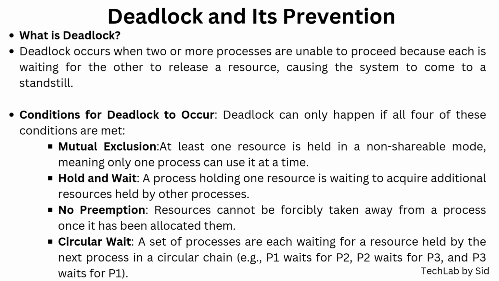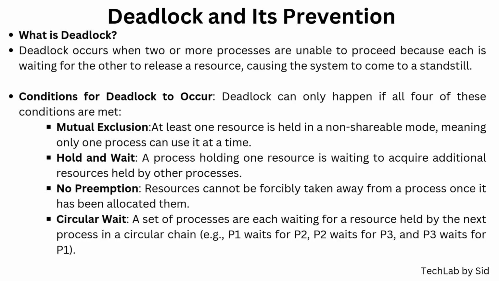Conditions for deadlock to occur. For deadlock to happen, 4 conditions must be met simultaneously. First, mutual exclusion means at least one resource must be held in a non-shareable mode, so only one process can use it at a time. Second, hold and wait happens when a process is holding a resource and waiting to acquire additional resources held by other processes.